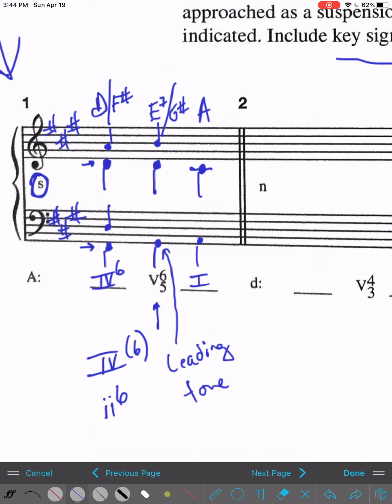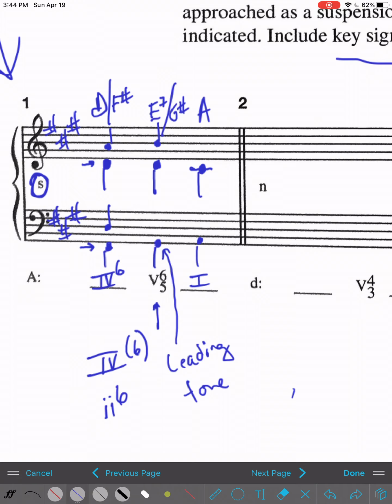Now, what do we do here? We've got parallel motion between the bass and the soprano. And it's not a big deal because we've got thirds here, right? So it's all good. That's not a problem. So now it only comes down to what we do with the tenor part.